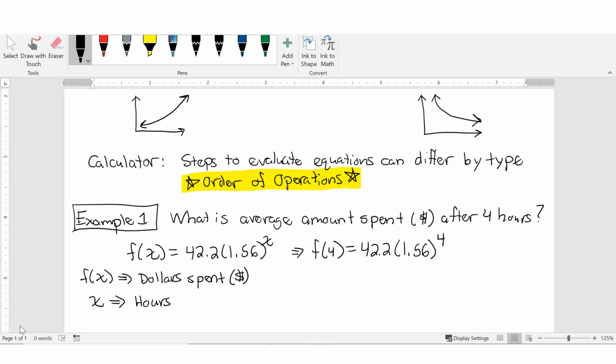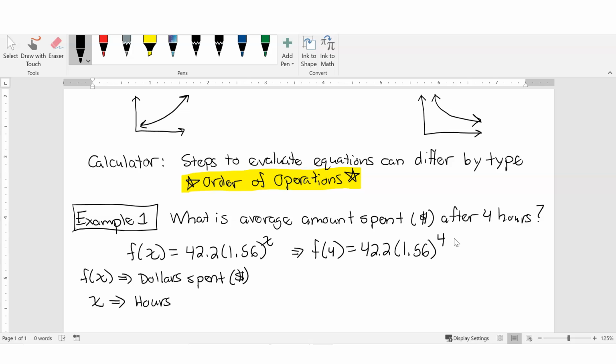Let's look at example 1 on page 465 of your textbook. And here we're going to work with an exponential model that models the dollars spent based on the amount of time spent in a mall. So always pay close attention to the details of any model. F of x, they tell us, is the dollars spent, and x is in hours. Those details can be important when working with application or modeling problems. So for 4 hours, we're going to evaluate this function at the value of x equals 4. So here x is in our exponent, and there we'll have the value of 4.